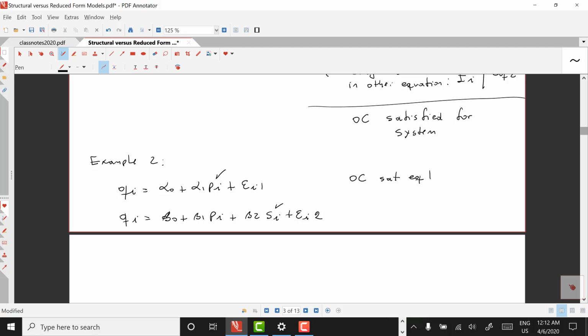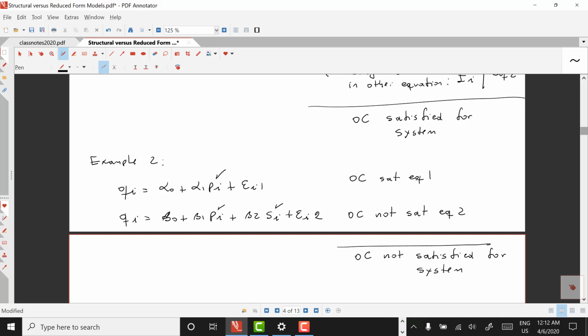for equation 1. In the second equation, we have pi as endogenous, but elsewhere in the system we don't have any exogenous variable. So the other condition is not satisfied for equation 2. And therefore the other condition is not satisfied for the system.